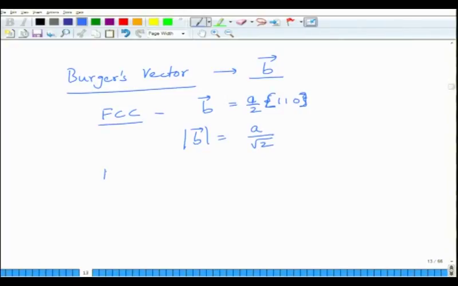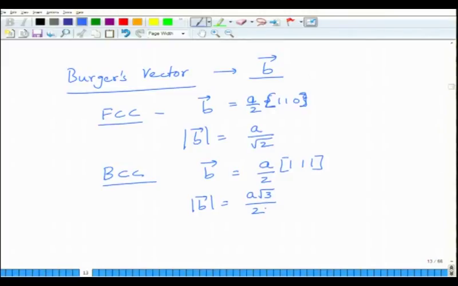For a BCC material it would be a/2 of 111, okay. So this would be equal to a root 3 divided by 2. Okay. So this is how you calculate the Burgers vector lengths.